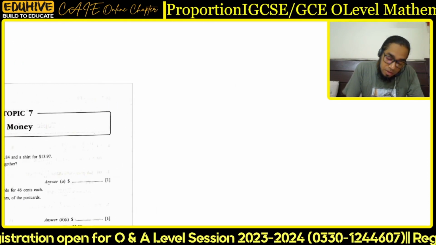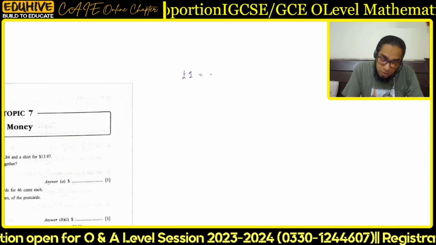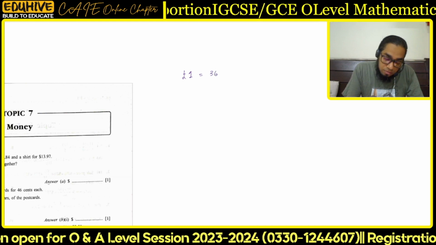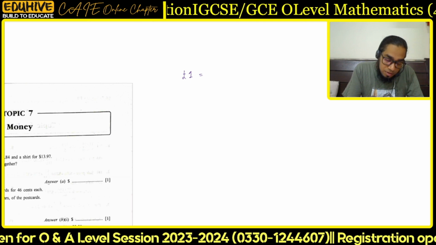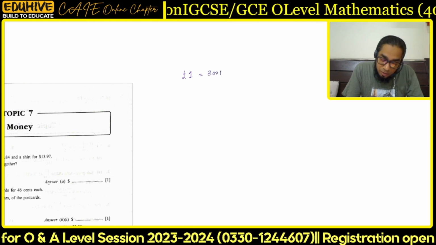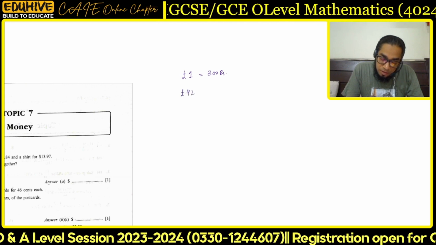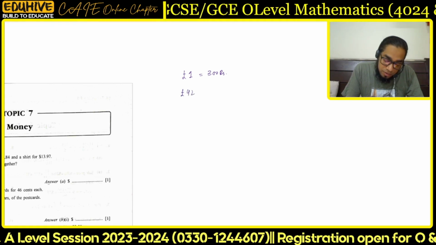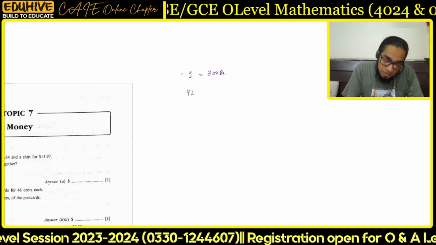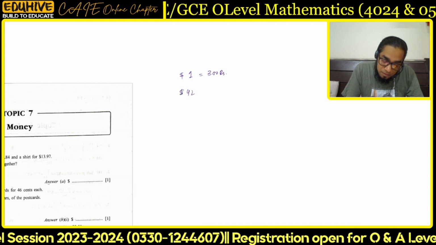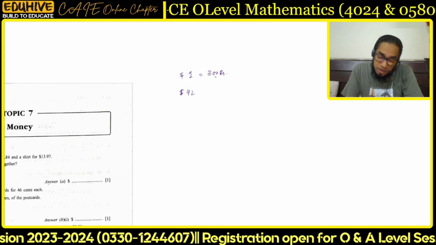Let's suppose I got $1 and that was equal to 300 rupees, I should write it Pakistani, and I got $42. Oh, sorry, I'm writing pounds over here. So $42 is going to be converted in 300 rupees.